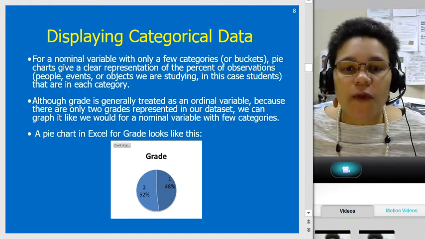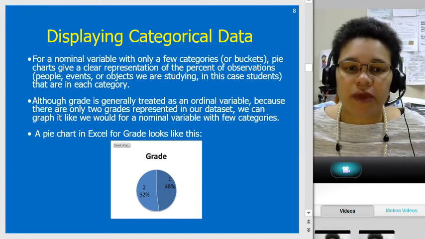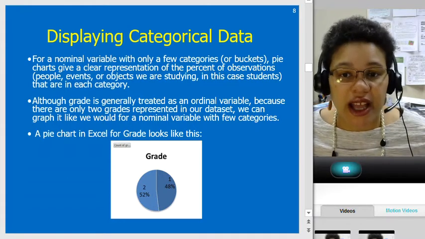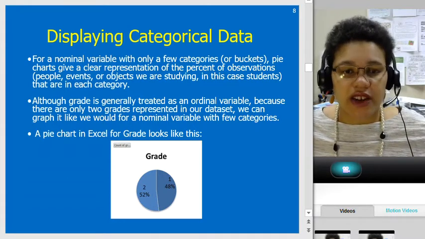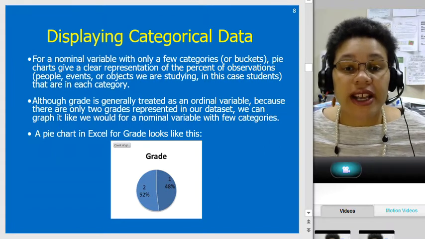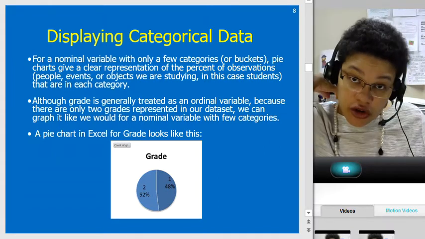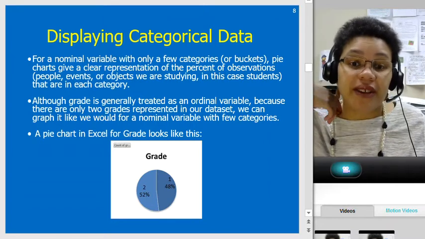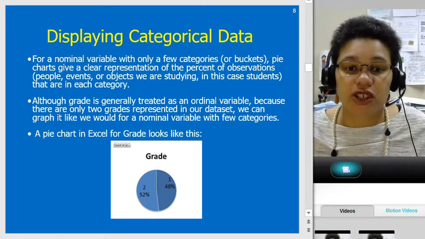Okay, so for a nominal variable with only a few categories, pie charts give a clear representation of the percent of observations of people, events, or objects we're studying. In this case, it's students that are in each category. Although grade is generally treated as ordinal, because there are only two grades represented in our data set, we can graph it like we would for a nominal variable with just a few categories.